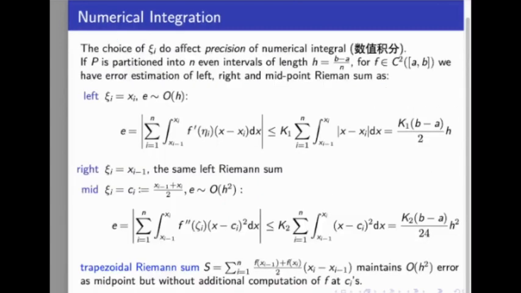The choice of sample points ξ_i, however, does affect the precision of numerical integration. Using Taylor's expansion, we can estimate the error of different Riemann sums. For the left and right Riemann sums, we have an error of order h. And for the midpoint Riemann sum, we have an error of order h squared. But in practice, trapezoidal Riemann sums are more often used since they are more computationally efficient than the midpoint, but with the same level of error.